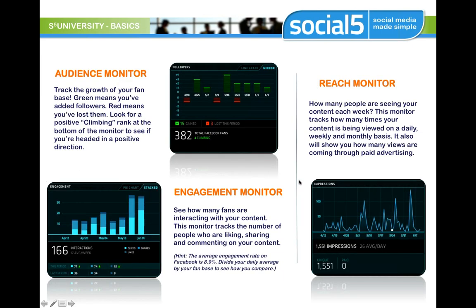So you'll recognize some of these boxes from what we just discussed. With the audience monitor, we talked about fans and fan growth. So we want to see those fans are climbing over time. This is what it looks like on the Social5 dashboard. Right now, it's in what we call the mirror mode. So it's showing number of likes gained, number of likes lost. Okay. We could click line graph if we wanted to, and it would show your overall trend line going up or down over time. Okay, so that's where we track the number of fans.